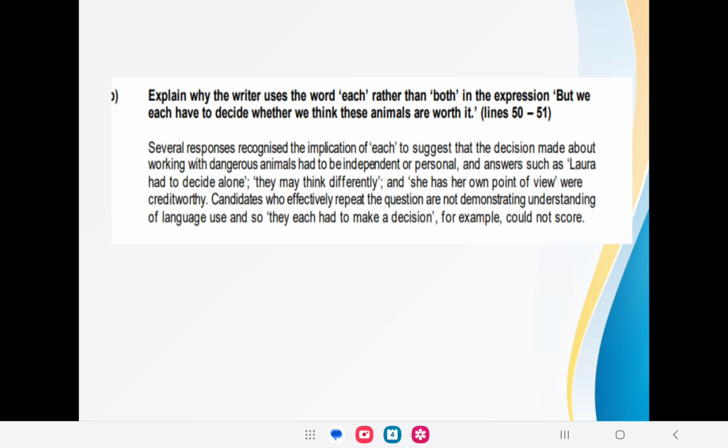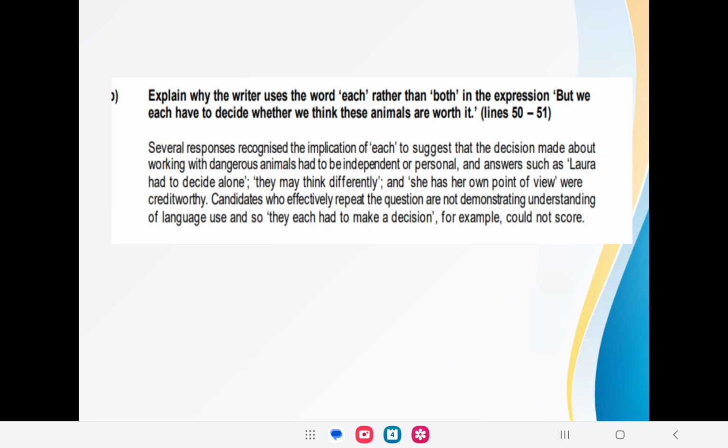Then look at this. That is the examiner's response to the answer. Several responses recognize the implication of each to suggest that the decision made about working with dangerous animals had to be independent or personal. And answers such as "Laura had to decide alone," "they may think differently," as she has her own point of view, were creditworthy. Candidates who effectively repeat the question are not demonstrating understanding of language use, and so "they each had to make a decision," for example, could not score. So here the examiner is trying to tell us that the students who took some chunk from the question and wrote their answer from it didn't get marks.